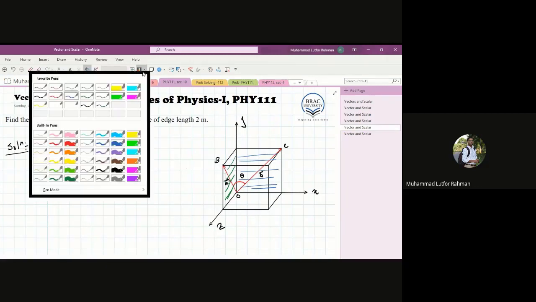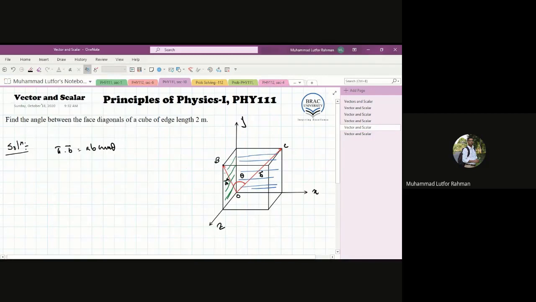Fine. So do you think that angle would be 90 degrees? Although the YZ and XY planes are 90 degrees to each other, will you think that the angle between these two vectors A and B would be 90 degrees? Yes, I was thinking that too, sir. It could be. Yeah, you are thinking. That's a very good answer.